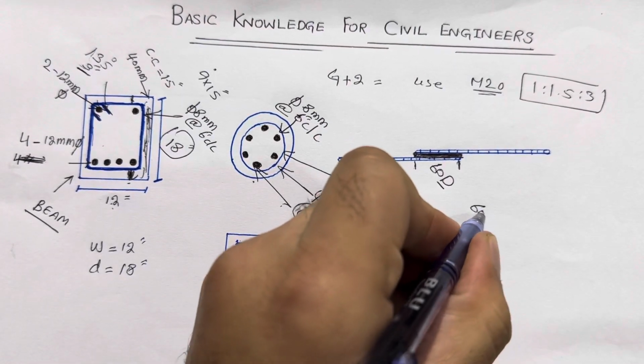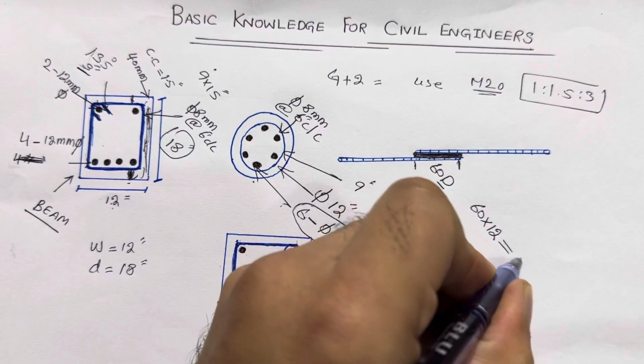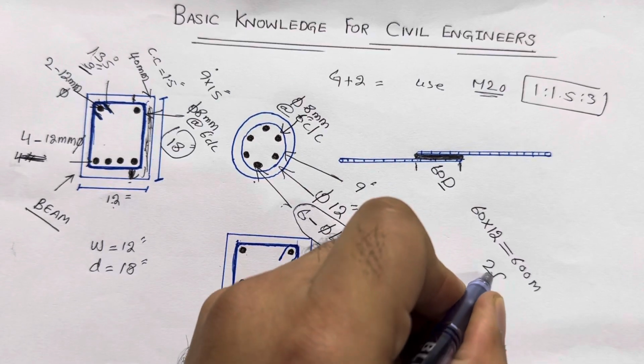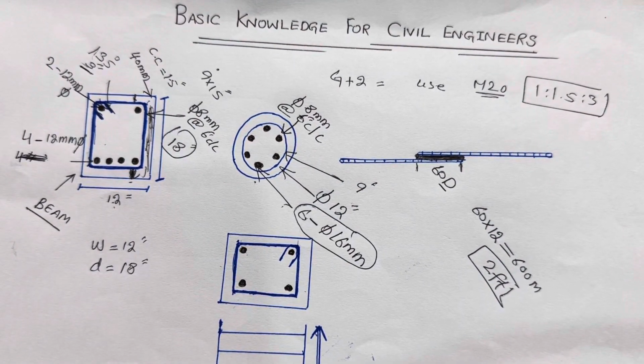60D means 60 multiply 12 millimeter. Okay, so it becomes 600 millimeter. So you can say 2 feet. The lapping length should not be less than 60D, where D is dia of steel rod. If that is 16 millimeter, 12 millimeter, okay, so you can take from there.